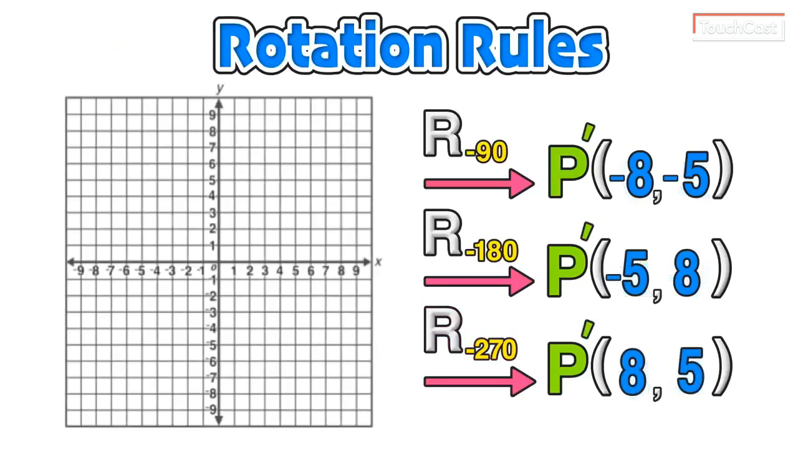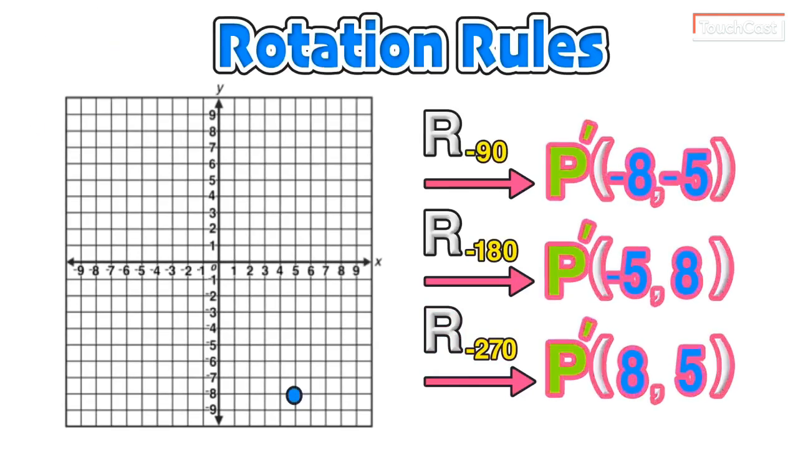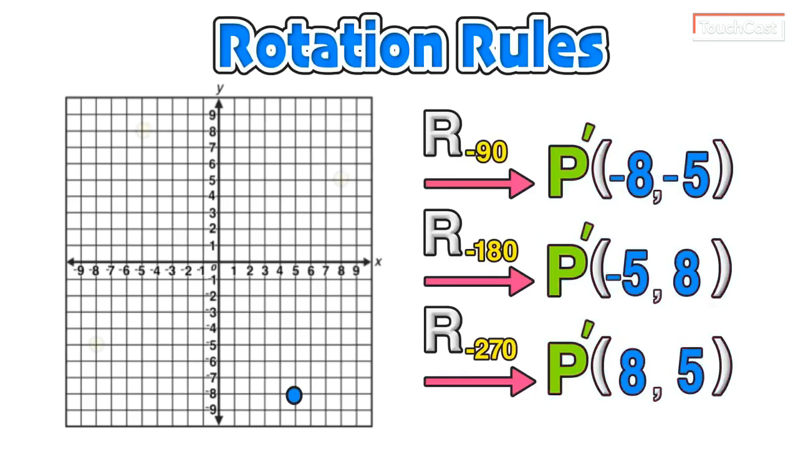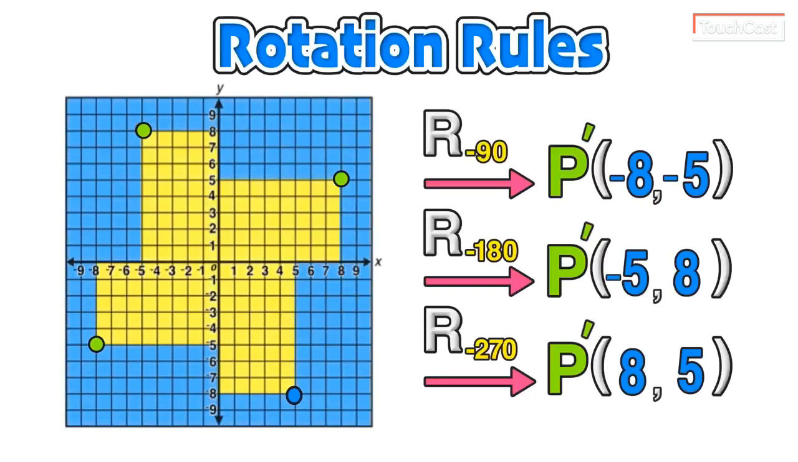Now again, these points should look familiar because they correspond with the points that we found in the last example using the visual method. So basically it's up to you to decide which method you want to use. They each work effectively, but if you're going to use the rules, you're going to have to memorize them.